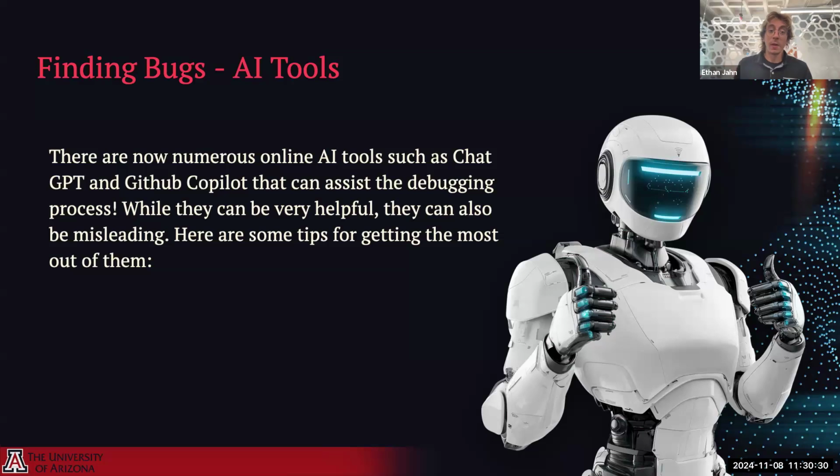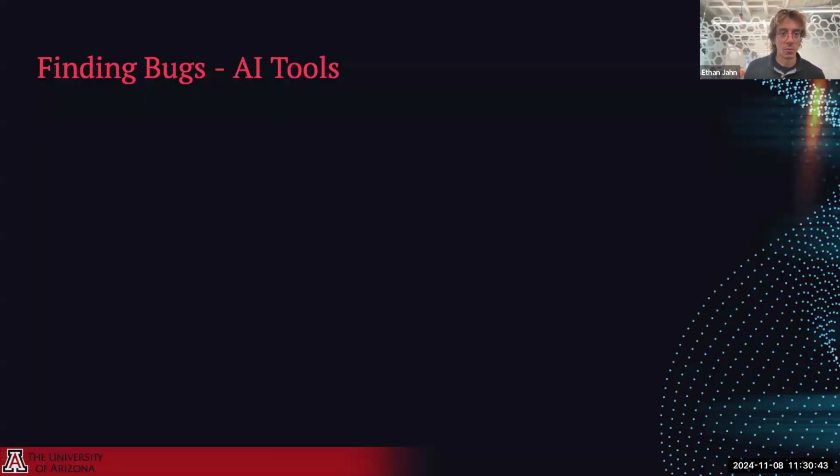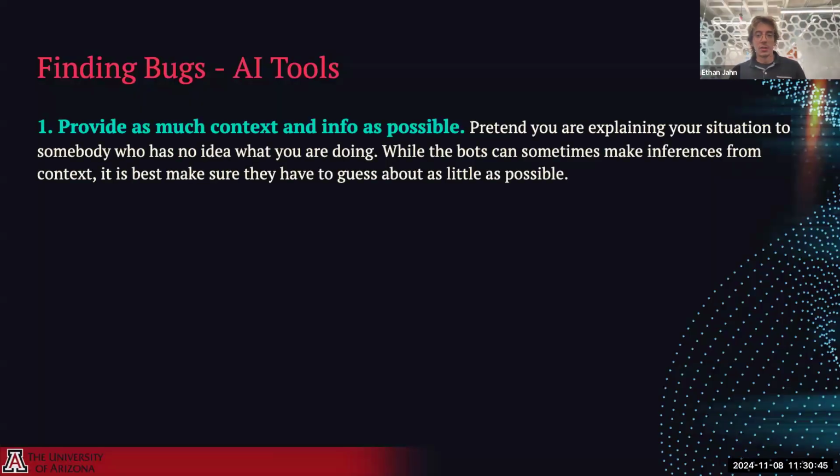But it's important to note that while they can be helpful, they can also be misleading. So I want to give you some tips for getting the most out of these AI tools and trying to avoid them leading you astray. Generally, the picture that I have in my mind here is that you're sitting down with ChatGPT and asking it questions. I haven't actually used GitHub Copilot, so I don't have many recommendations for that in particular, but I assume that these chatbots more or less work similarly.